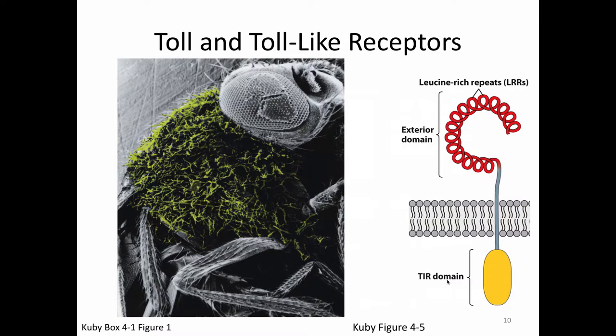Toll-like receptors have a pretty specific structure. They have some domain with something called leucine-rich repeats that allows them to bind to their ligand, and they have some domain that allows for signaling. Here it's referred to as the TIR domain. The leucine-rich repeat you are going to see in a couple other receptors, so I wanted to mention it here.